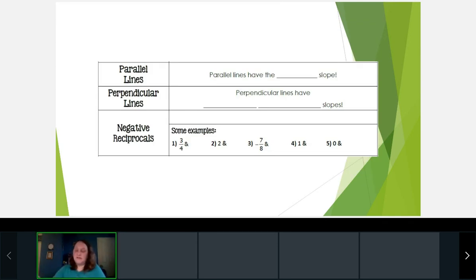Okay, so why do we need to know slope? We learned that in algebra, Ms. Grandy. Well, the slope is going to help us determine whether lines are parallel, perpendicular, or neither. So if the lines are parallel, they're going to have the same slope. So we have to be able to calculate slope in order to determine that.